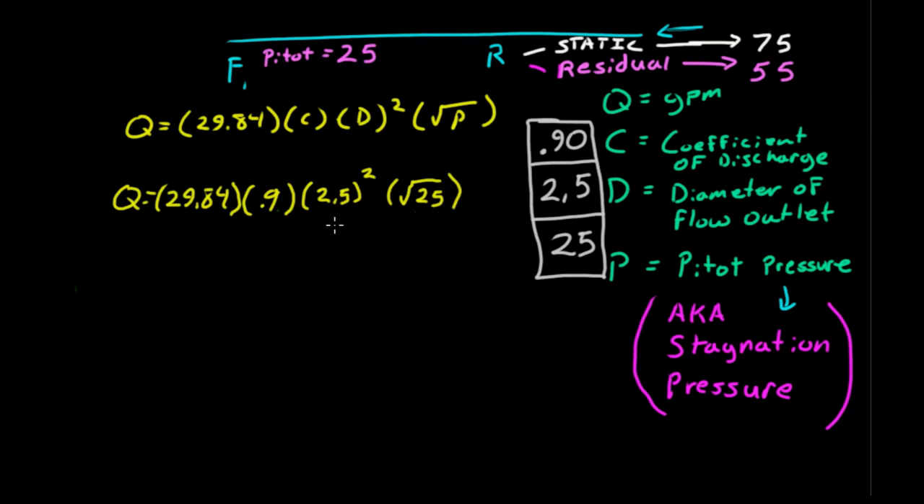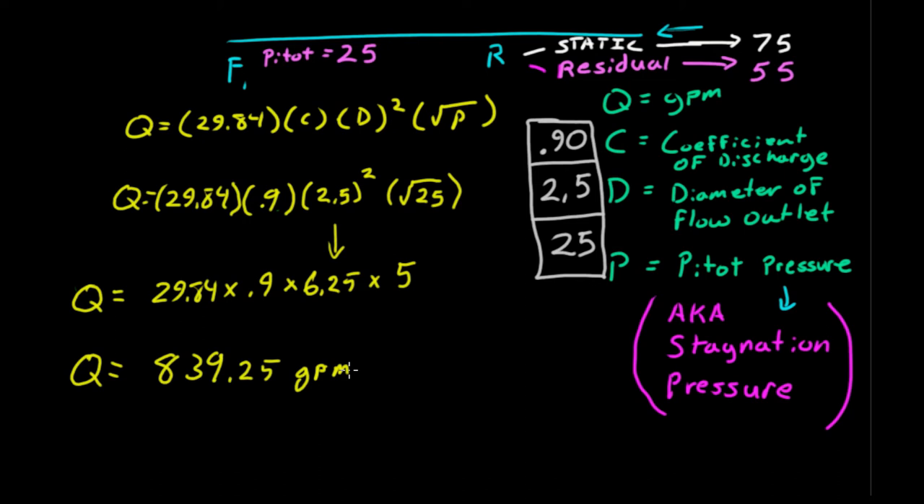So there's a way to do this to where we just simplify, and we'll bring this down. So 2.5 squared is what? That would be 6.25. All right, so we got 29.84 times 0.9 times 6.25 times, now what's the square root of 25? Work that out, that comes down to 5. All right, so you multiply straight across, and then you'll get what? If you didn't get that, take a second and rework it.